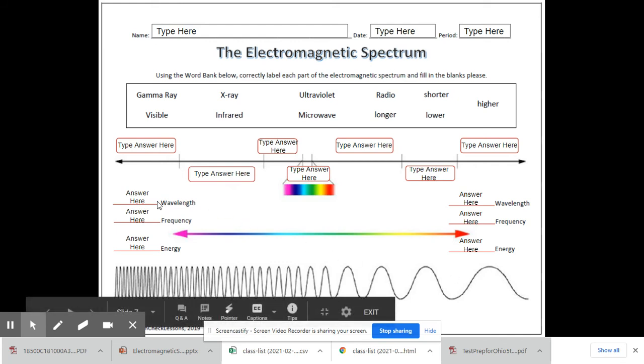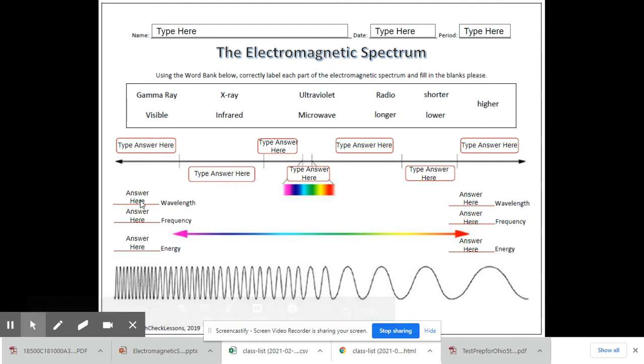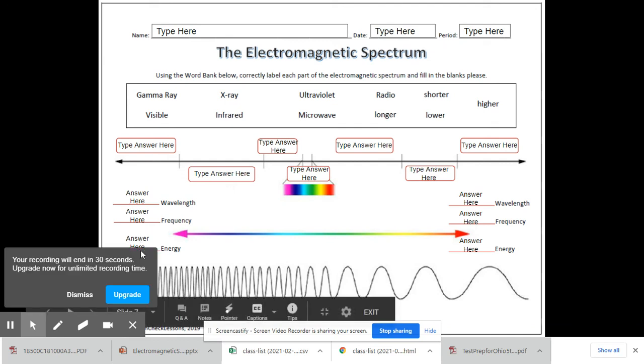So right here where it says wavelength, you're telling me the order. It's either short or long that goes right here. It's either short or long that goes right here. Then frequency and wavelength will have the same answer. So if you said short wavelength, then you're going to have a high frequency. Hopefully this will help you when you do it independently.